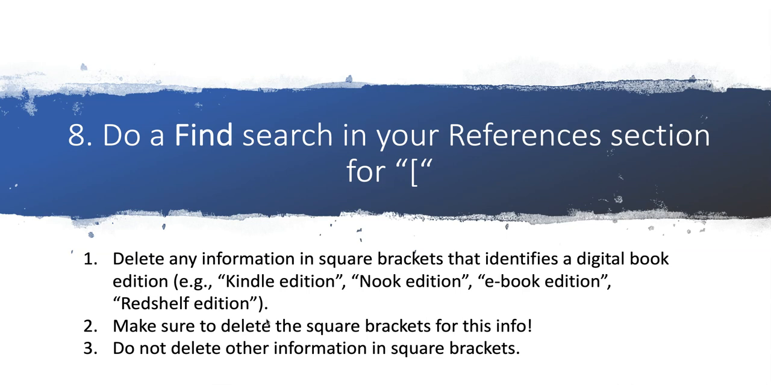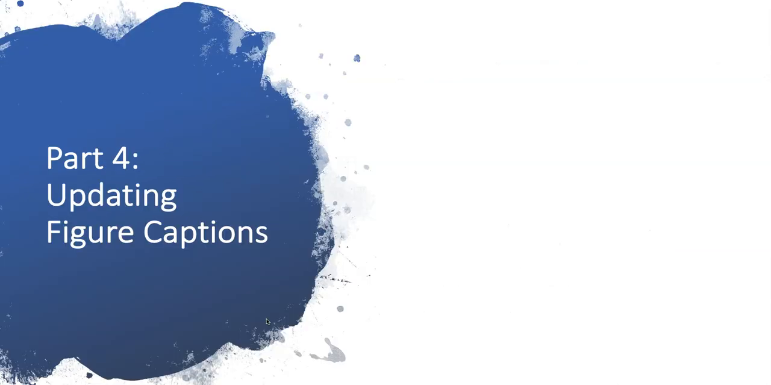Number 8. Go ahead and do a find search in your references section for an open square bracket. If you see that the square bracket is followed by information identifying a digital book edition like Kindle edition, Nook edition, ebook edition, Red Shelf edition, go ahead and delete the square brackets and the information inside it. And then if it's something else, like identifying this as a video or a blog post, leave it alone. We're just removing the digital book information because that specification is no longer required in APA 7th edition.